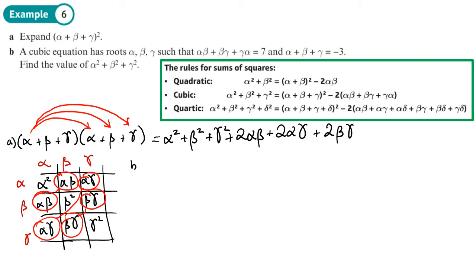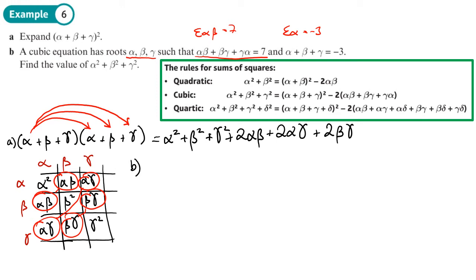Okay, part B says the cubic equation has roots alpha beta gamma, surprise surprise, such that the sum of alpha beta, remember you can write this like this, is 7, and alpha plus beta plus gamma, which you could just write as the sum of alpha, equals -3. Find the value of alpha squared plus beta squared plus gamma squared.